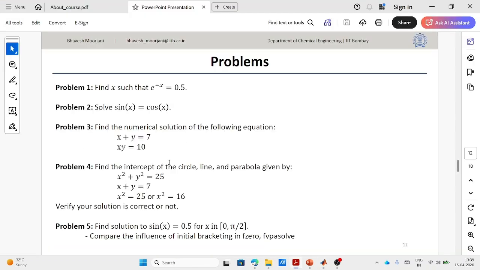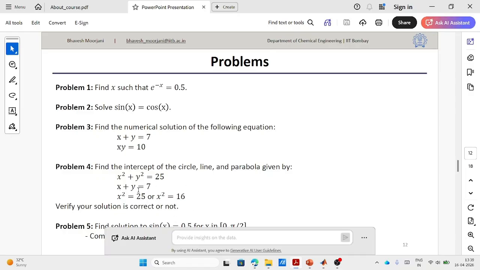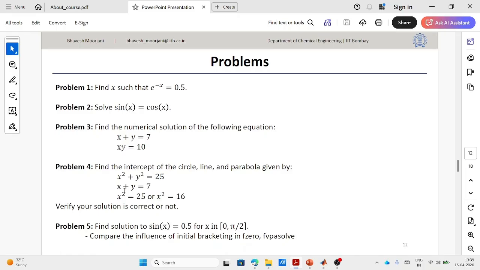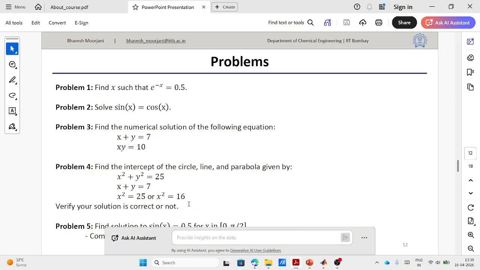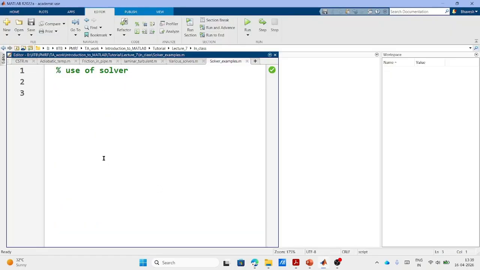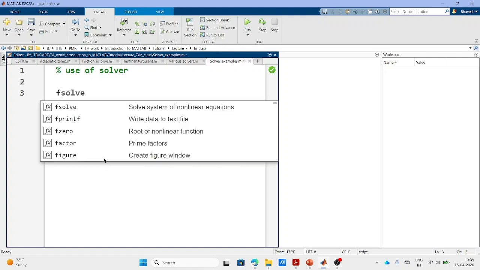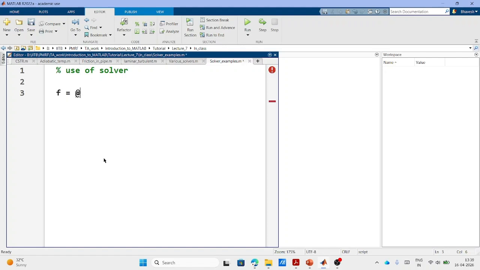First, since these are two variables, it becomes a multivariable problem, right? Therefore, we will use the fsolve command because it's a multivariable problem. In the fsolve command, what we need is the function. We have to provide the function which contains the whole set of equations, and then we have to provide some initial guess value, right? So let us define function f as two variables x and y, right?